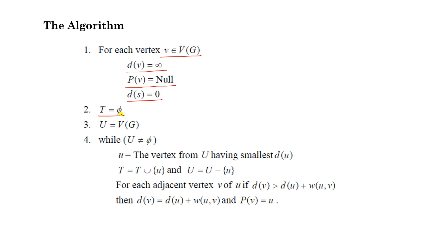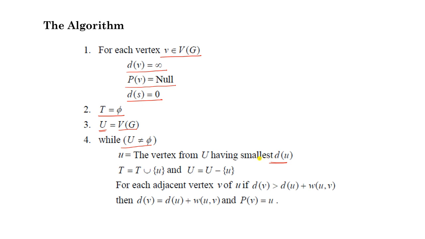T equal to phi, it means initially no vertex is traversed, so this is a null set. U equal to VG, set of untraversed vertices, so this means we have to traverse all these vertices. Now we have to choose the vertices from U one by one until U becomes empty. So while U is not equal to phi, choose the vertex u from U having the smallest du, smallest distance from the source.